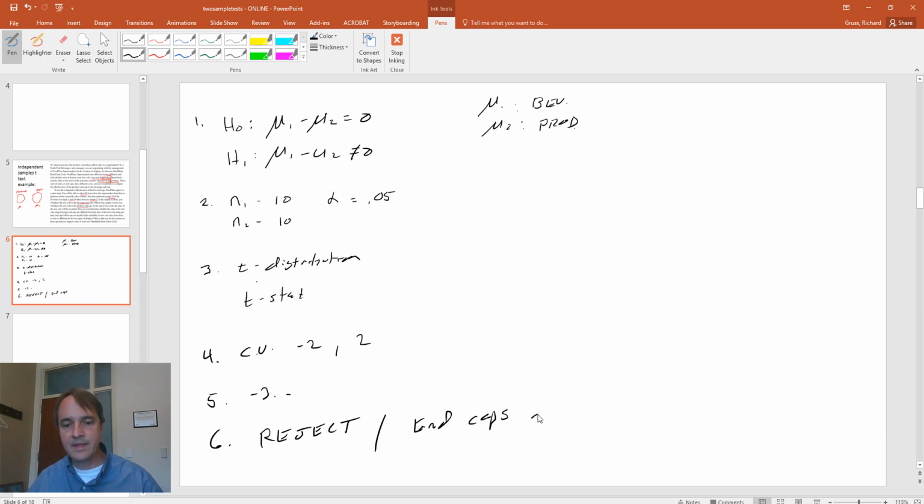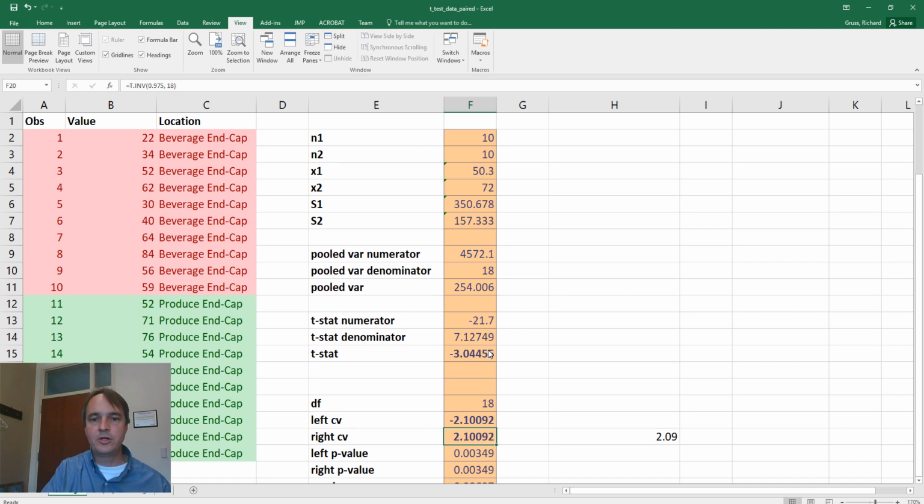Now the end caps differ. Okay, so if we look at the actual output here, we see that this second one was the produce end cap, and this mean sales is significantly larger than this mean sales. Okay, now as I said, I bring you through this exercise of actually going through and solving it by plugging values in, but Excel does this as a shortcut.